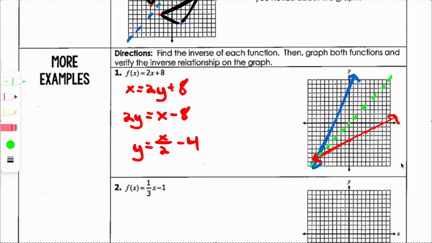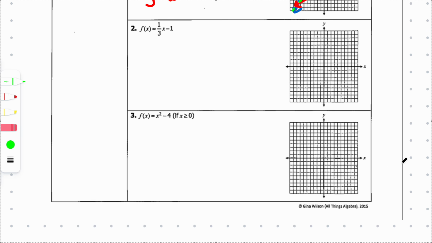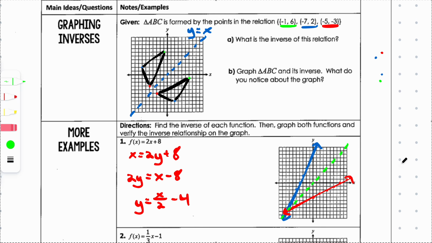Okay, great. So try that for 2 and 3. And that's going to be it for today's lecture.